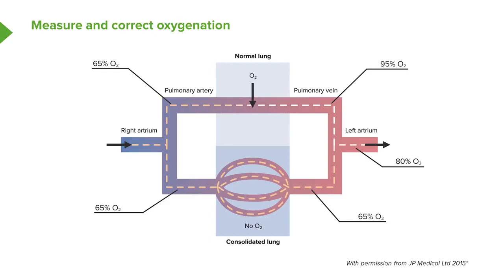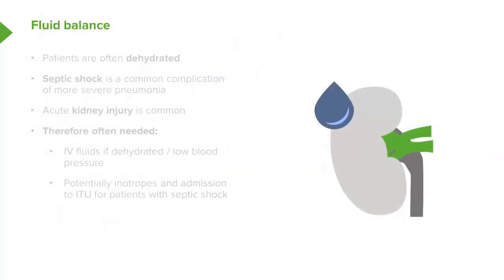And you end up mixing the deoxygenated blood coming from the consolidated lung with the oxygenated blood coming from the remaining normal lung. And the consequence of that is that you have a mixture of hypoxic blood and normoxic blood, and the combination of the two will dictate how hypoxic the patient will be. So in this example, we have a patient who has quite extensive consolidation, and therefore the deoxygenated blood shunting through that consolidated lung has a significant effect on the arterial oxygen concentration, reducing it down to about 80%. So oxygen needs to be corrected, and we do that using masks and, if necessary, mechanical ventilation.